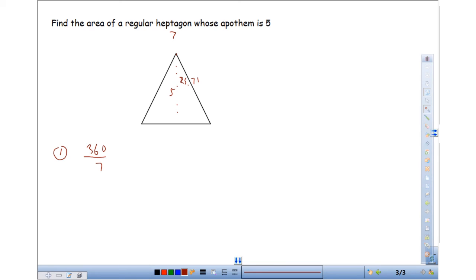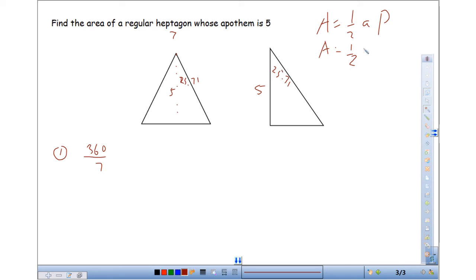So when I go ahead and pull out that right triangle, I have my angle, which is 25.71. I have my apothem, which is 5, which is great because now I know my area. I know part of it. I know my apothem, so I can go ahead and place that in there. So 1/2 of 5 times the perimeter, which we need to find. So to find the perimeter, we have to just find this bottom piece, right? So we only have to find that one part, which is down here.